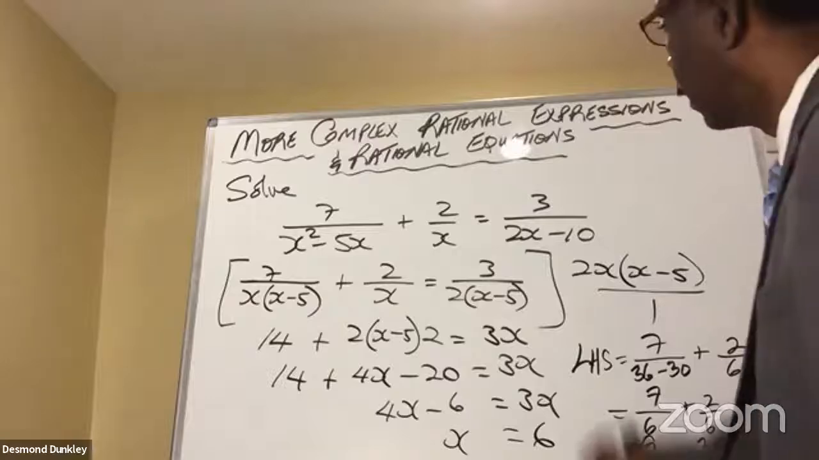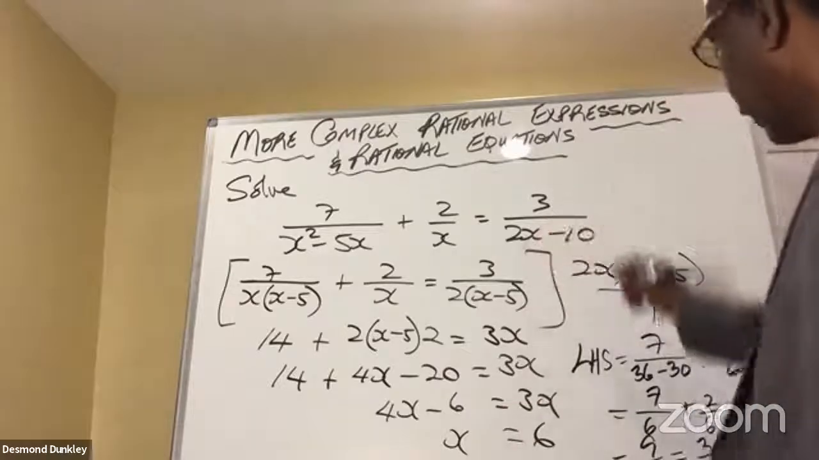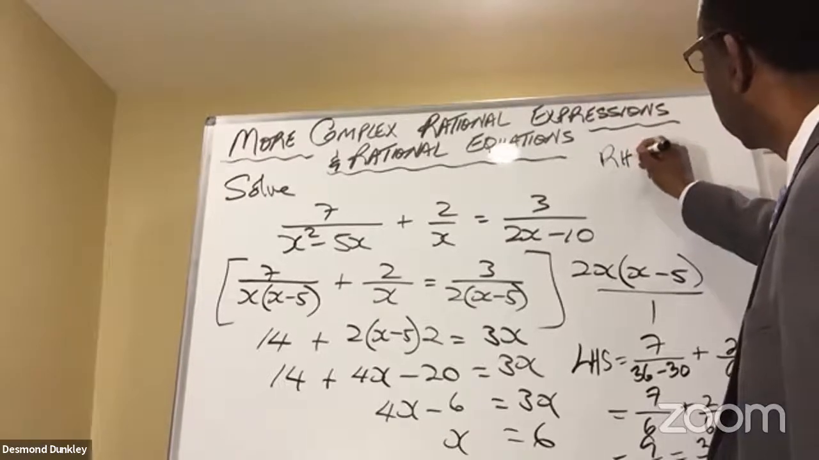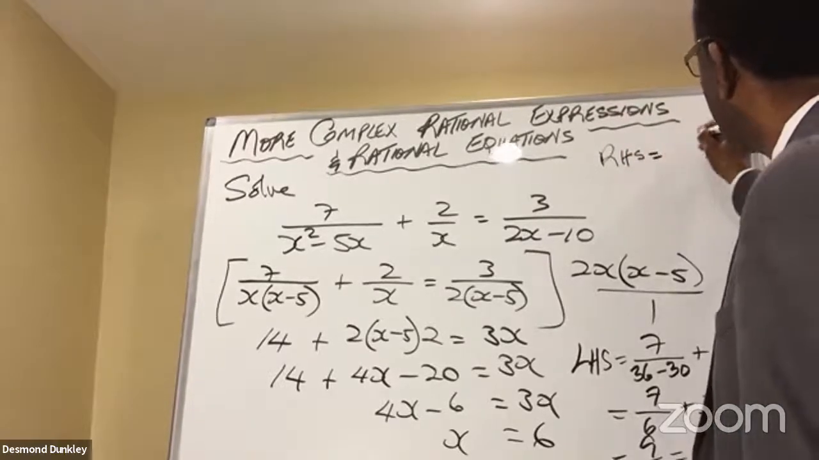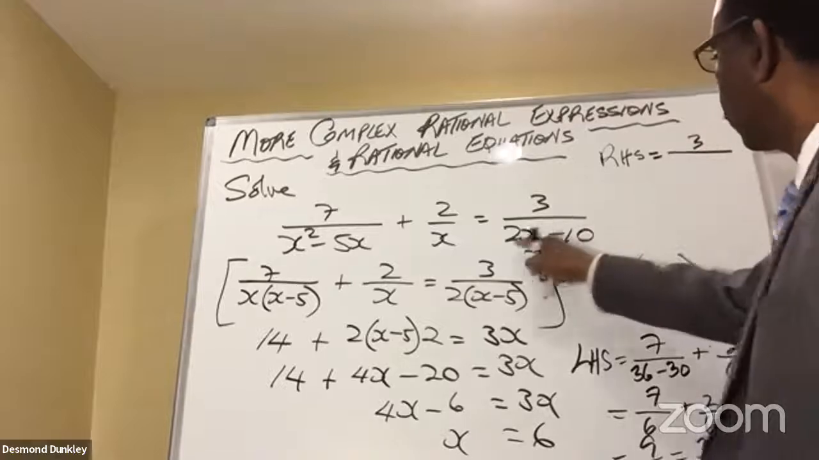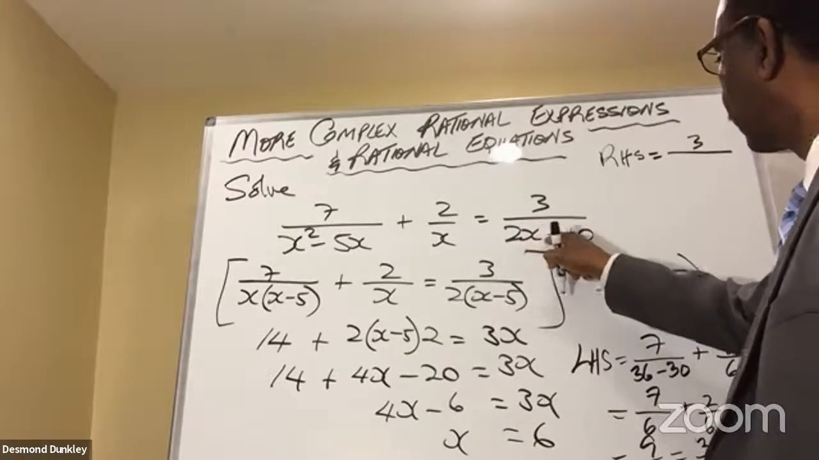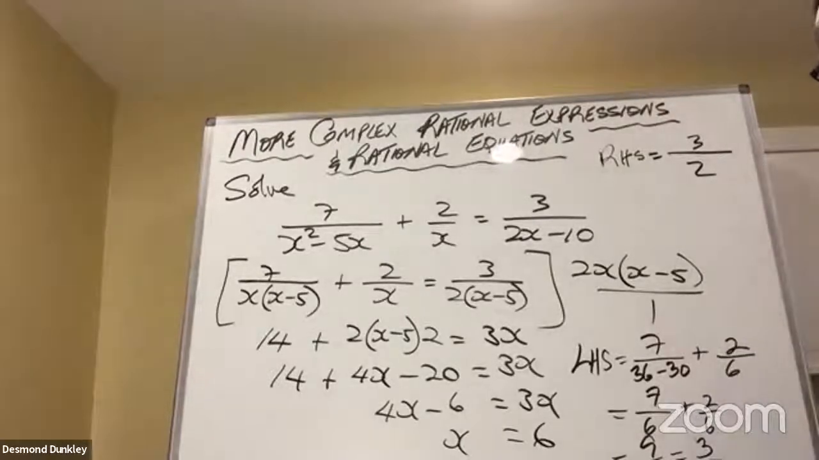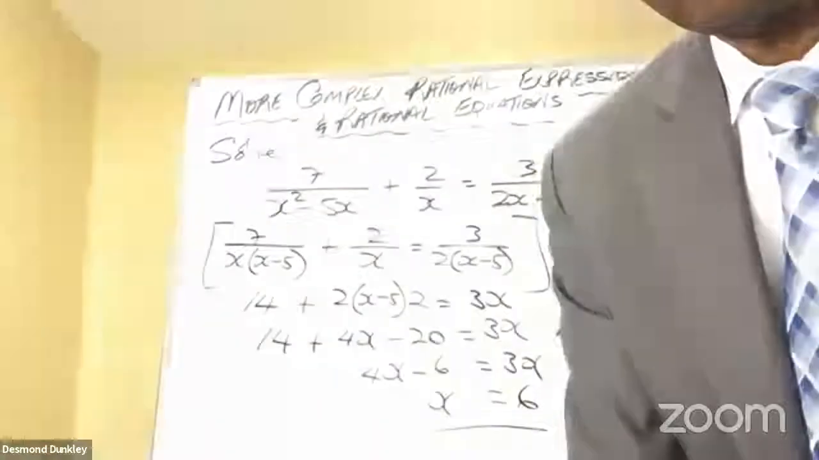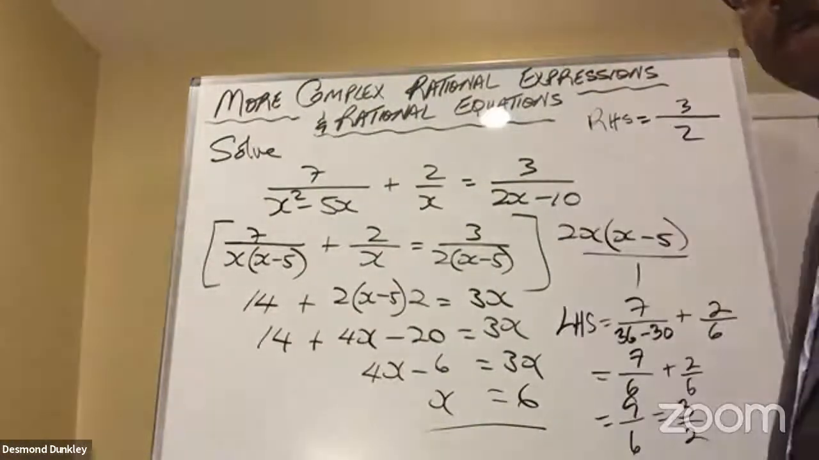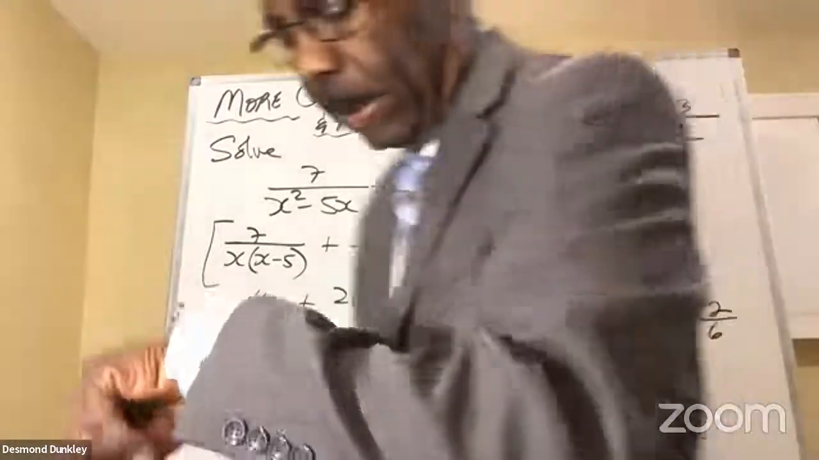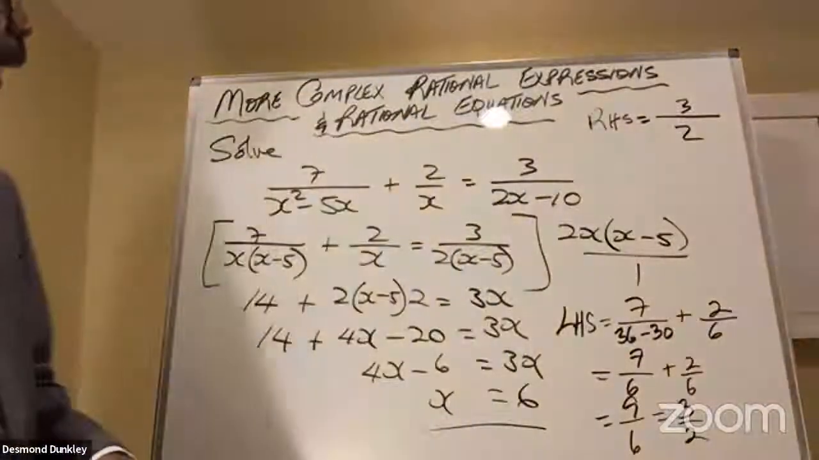Let's go to the right-hand side. We end up with 3 over 2 times 6, which is 12, take away 10 is 2. So we have 3 over 2. 3 over 2 equal to 3 over 2. And we just have one last question, and that's it for the day.